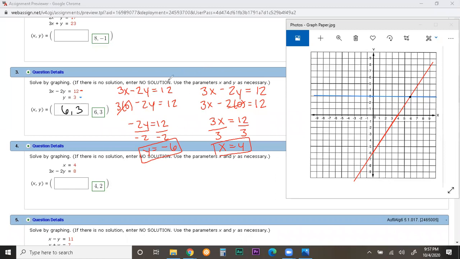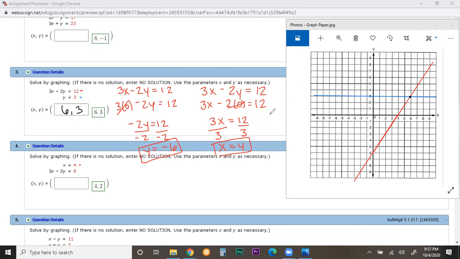So this is how you graph using the X and Y intercept. For this blue line, we graphed it with a Y equals. So let's look at these two. Let's look at number 4. And we're going to look at another method that we talked about. So this first line, well, this first equation is X equals 4.